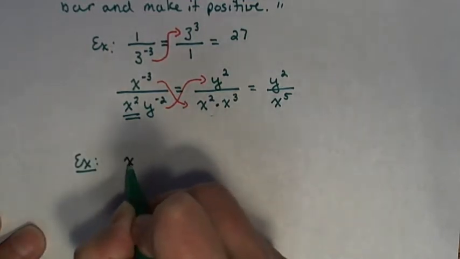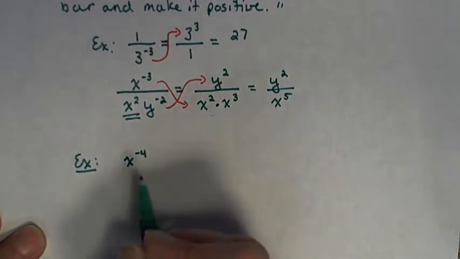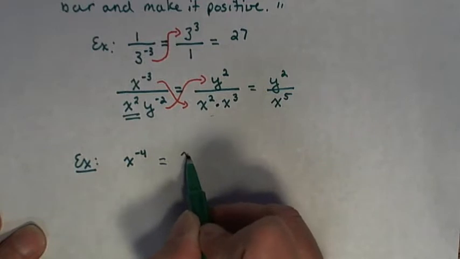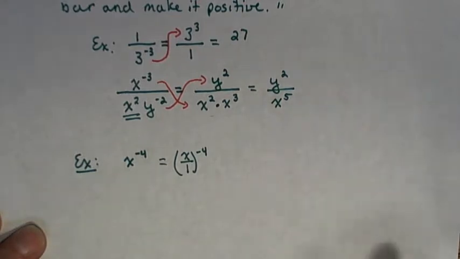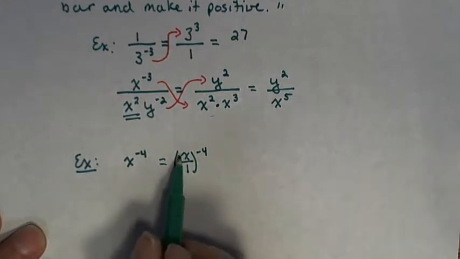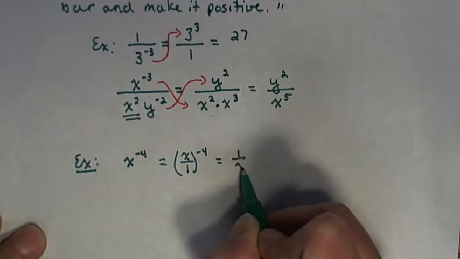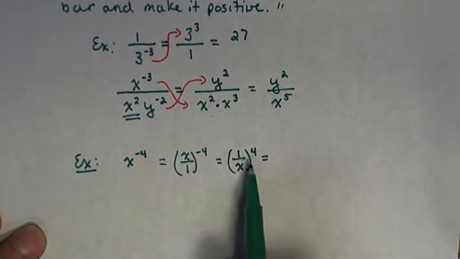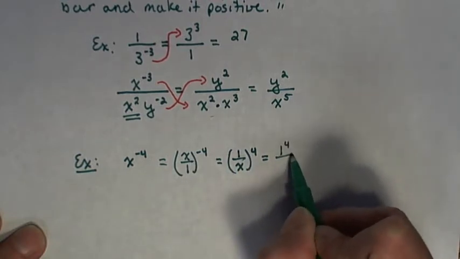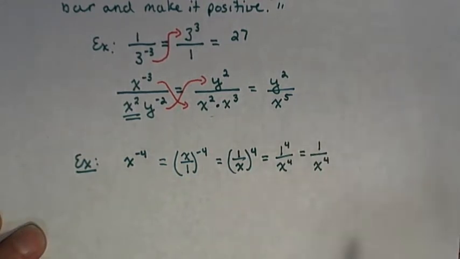Now suppose I have x to the negative 4th. Keep in mind x could be written as x over 1 raised to the negative 4th. If I write it that way, I can apply my rule number 7, which says if I have a fraction, take the reciprocal. So I can write it as 1 over x raised to the 4th. And notice that it's outside the parentheses, so this becomes 1 to the 4th over x to the 4th, which is 1 over x to the 4th.